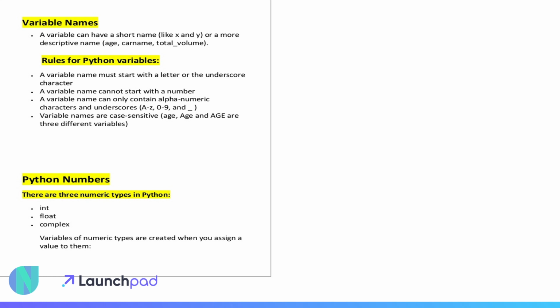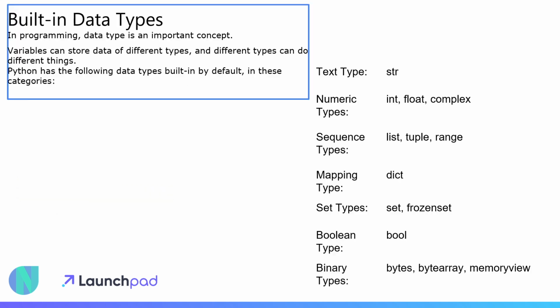So what are Python numbers now? There are 3 types of numeric types in Python: int, float, and complex. Variables of numeric types are created when you assign a value to them. If you create a variable but don't assign any value to it, it will operate as a null value. So what are built-in data types now?